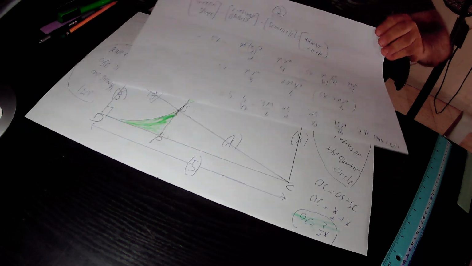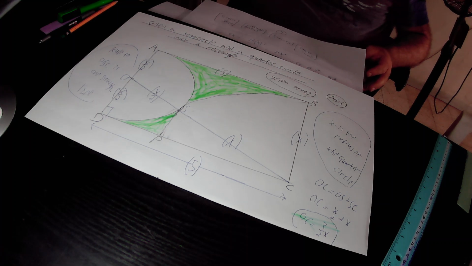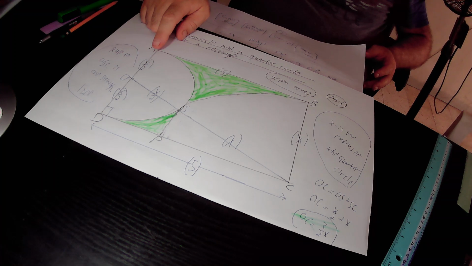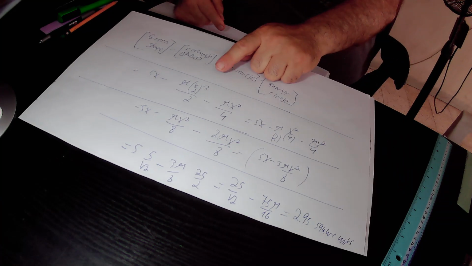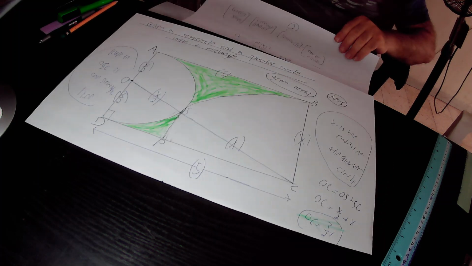Minus the area of this semicircle. The area of the semicircle equals the area of the circle divided by 2. The radius of the circle is x over 2, therefore the area of the circle is pi times x over 2 squared, and if we divide the area of the circle by 2, we get that the area of the semicircle equals pi times x over 2 squared divided by 2. Then minus the area of the quarter circle.